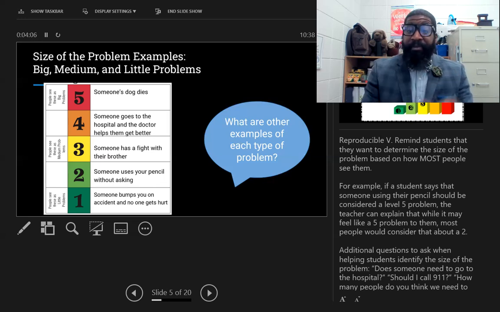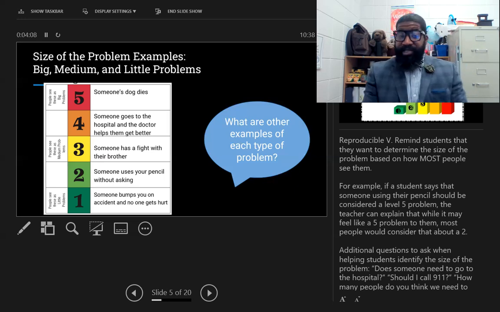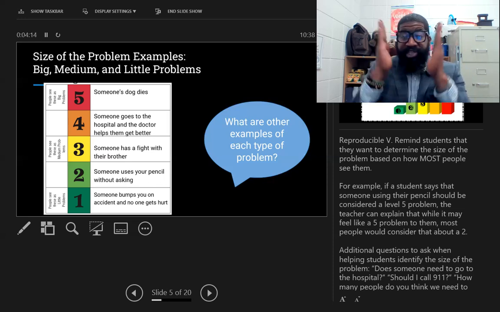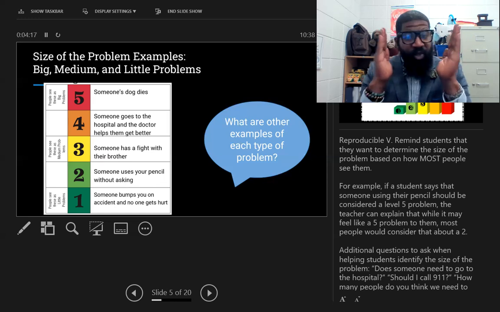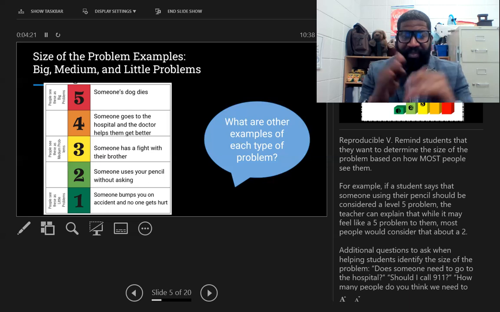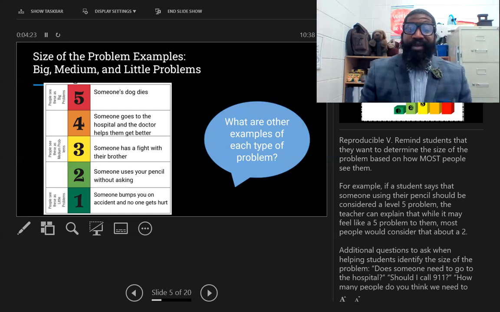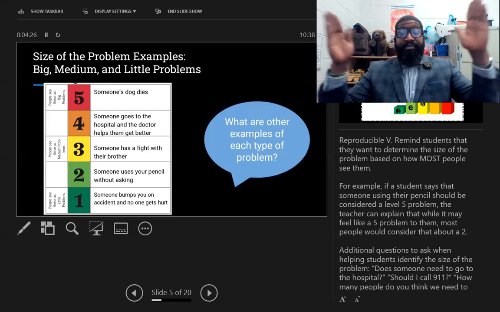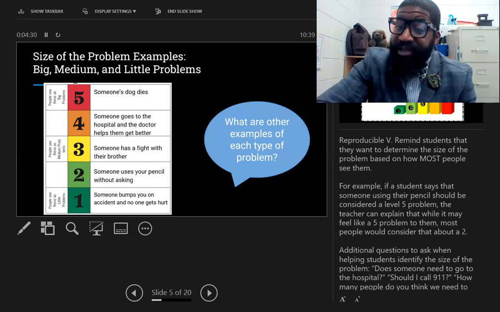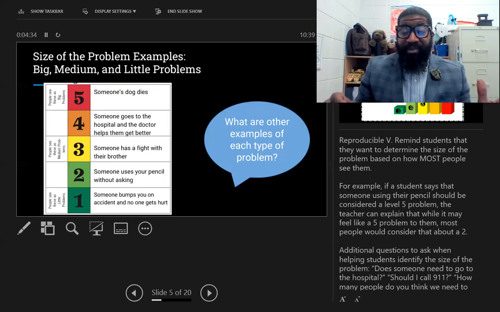Now, as we move up to a medium problem, someone has a fight with their brother. Key attribute to a medium problem is there's two hands because you've got two people. There's always two people involved when it's a medium problem. Number 4, it's just starting to become a big problem. Someone goes to the hospital and the doctor helps them get better. Because they survived, it's not the biggest problem, but it is a big problem, all right?